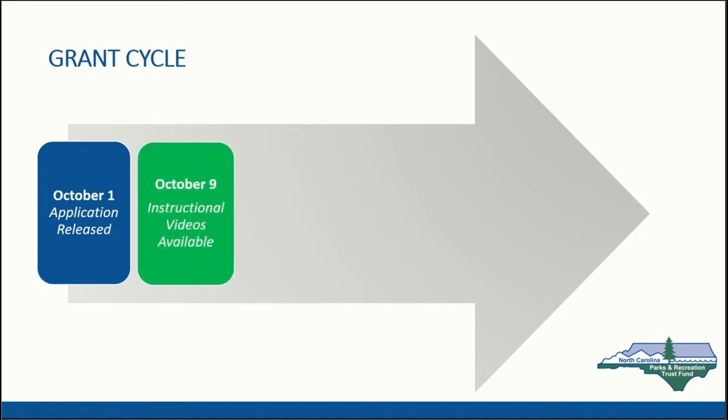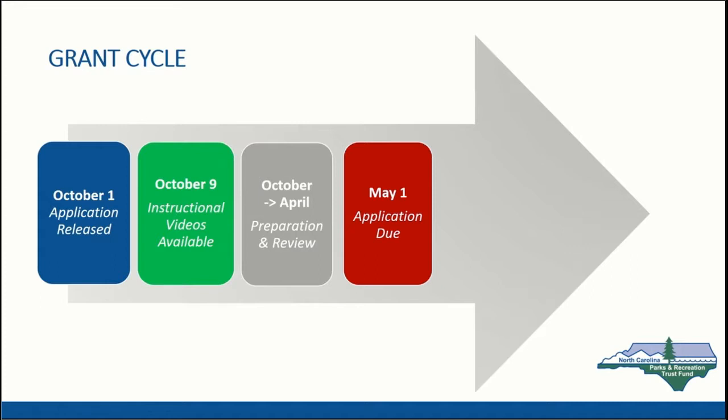So, an overview of the grant cycle. Right now we're at the start of it. October 1st is when the application is released. That notice has been sent out, and a lot of folks have downloaded it. In the middle of next week in October, RRS provides these instructional videos that you're watching. That gives you October through April to really prepare your application, send it to your consultant for review, and make sure you have all the documentation in order. May 1st is the application due date. We'll talk about that a little more in a moment, but that's when everything needs to be submitted.